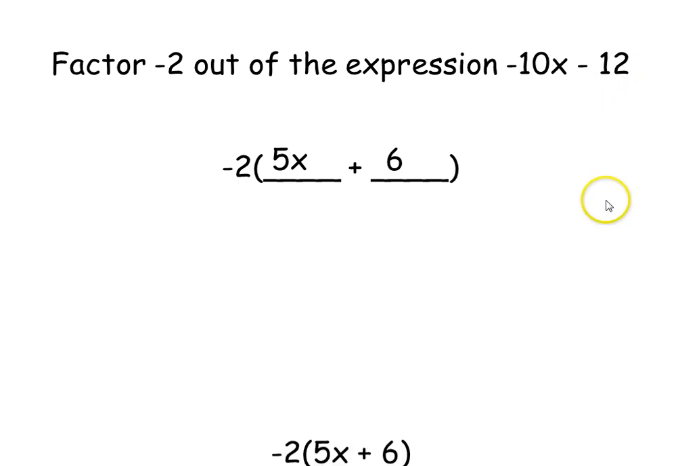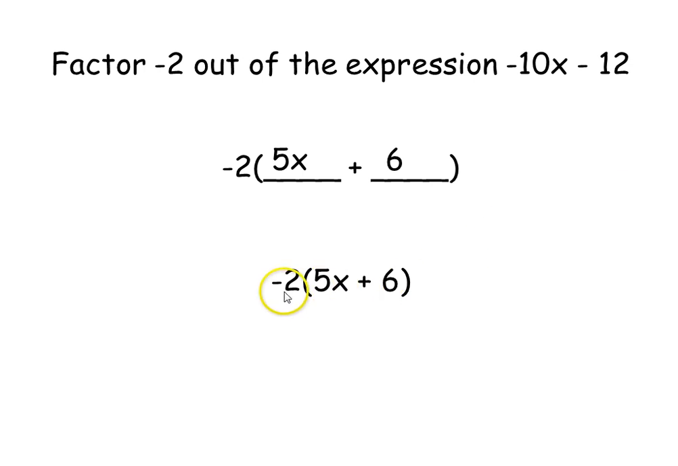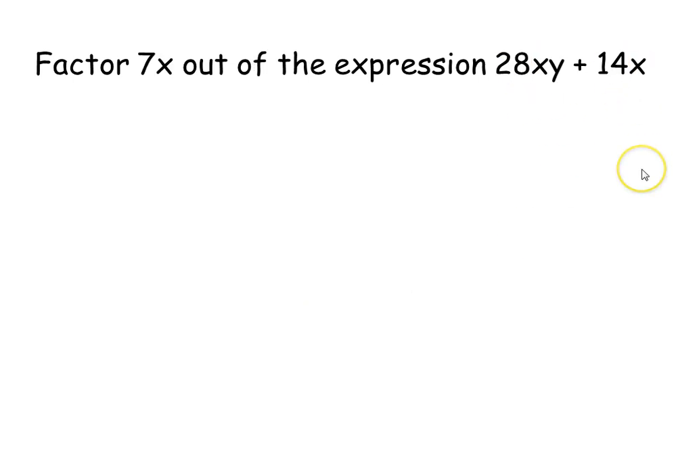So if we were to write this without those lines there, we would have negative 2 times the quantity 5x plus 6. If we were to distribute this, we would get this expression here. Let's do another one. This time we'll throw a variable in the factor. So we're going to factor 7x out of the expression 28xy plus 14x. So once again, we'll pull out that 7x.